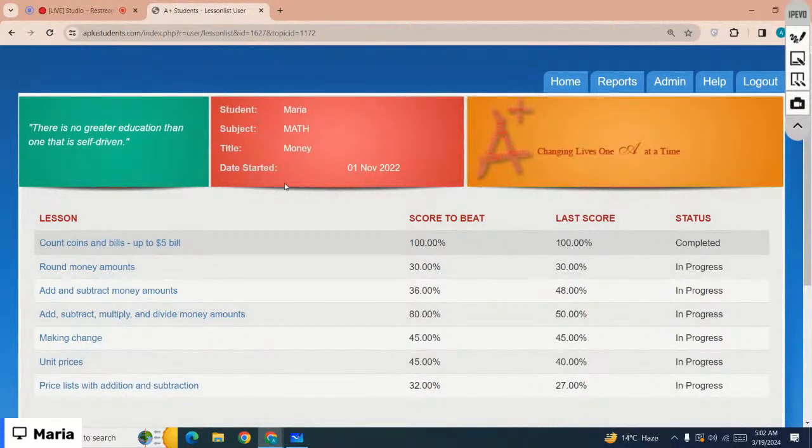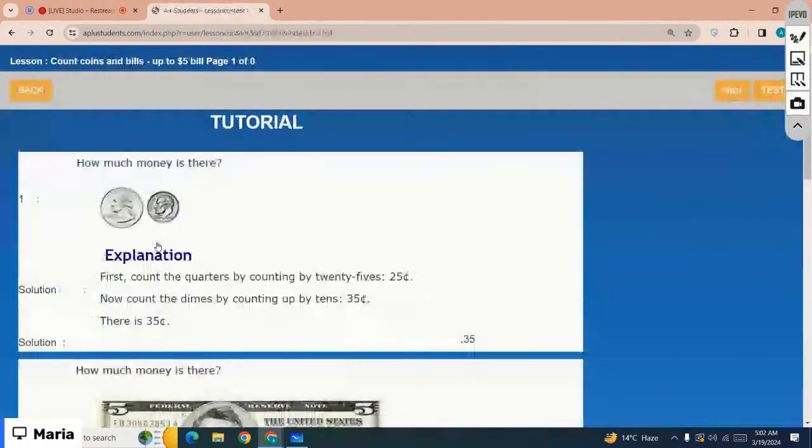Okay, how much money is there? You have to count the coins, right? So first thing is you need to recognize these coins. The first coin is the quarter, right? And you can count the quarters by 25, like 25 cent is the worth of the quarters. Then the second one is a dime. You can count dimes by tens. That means the dime is worth 10 cents. So 25 cents plus 10 cents equals 35 cents. That means the total money you have is 35 cents, right?